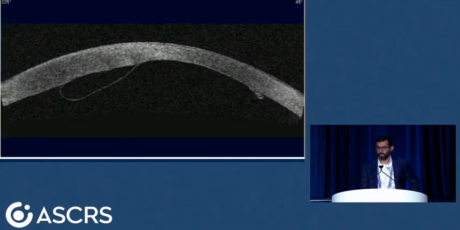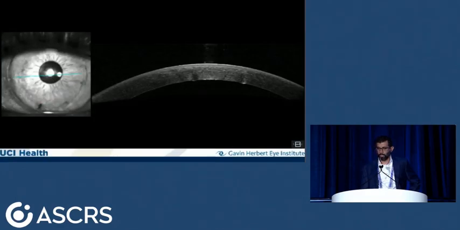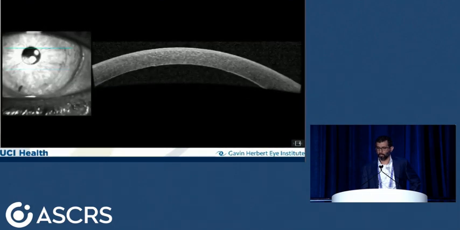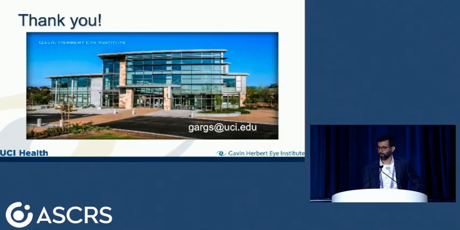And here's an example of a graft that's in the correct position. You can see here the air bubble post rebubble in the clinic. And then this was our patient who then reattached after rebubbling. At post-op month 6 after rebubble, they can look indistinguishable from each other. Thank you.